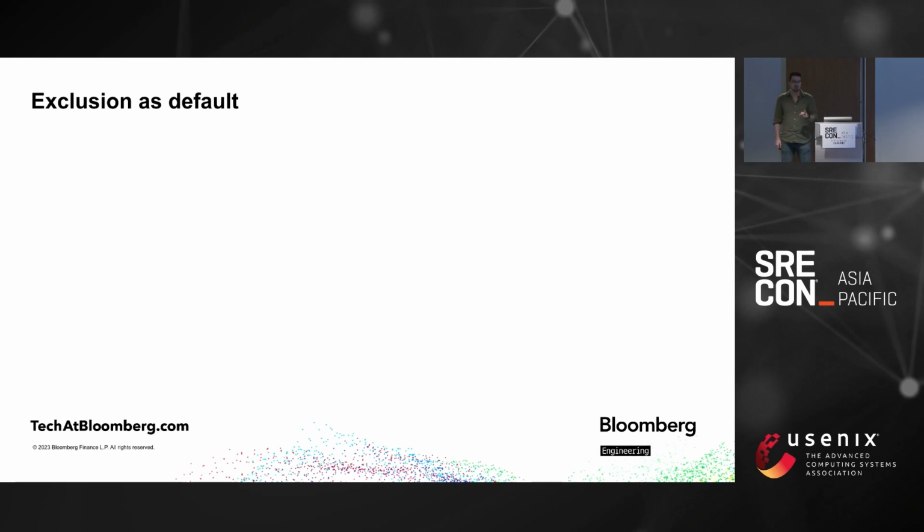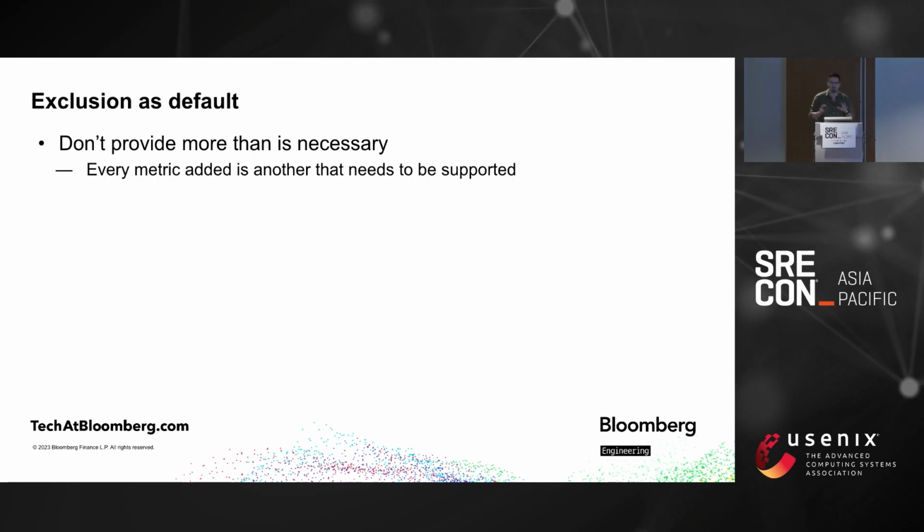As a rule of thumb, exclusion is your default mode. Start with nothing, no metrics. Selectively choose what you want to add in. Don't provide more than is necessary, because everything you add needs to be supported forever, or close enough to forever.